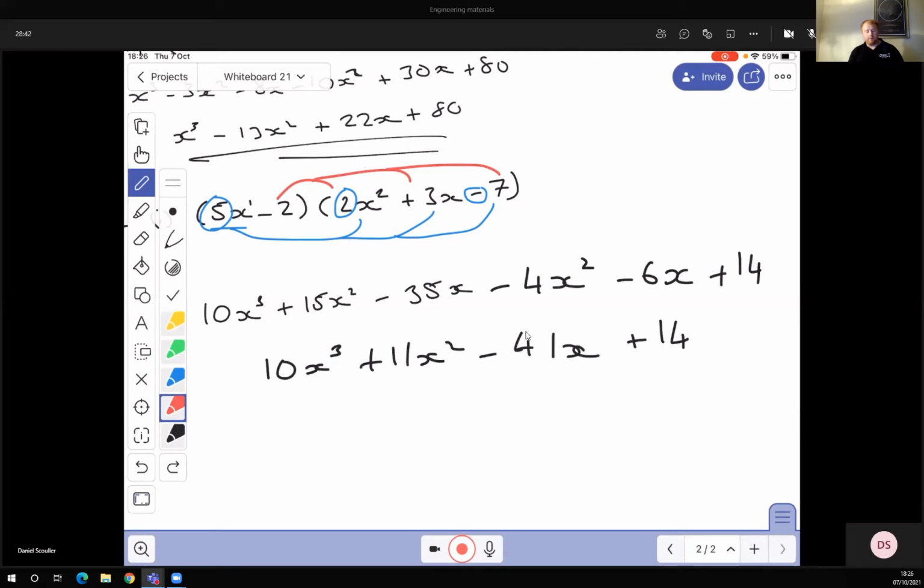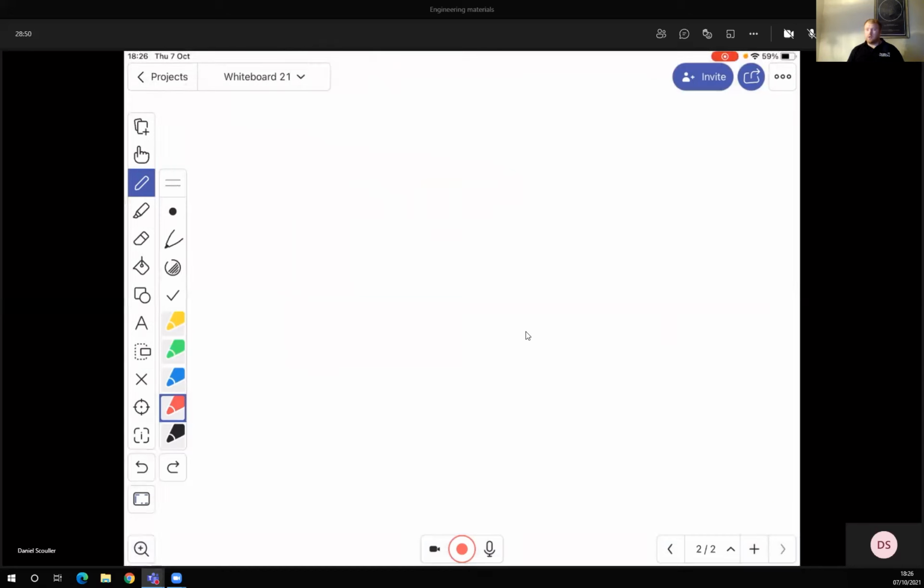Let's go for it. Factorising. What is a factor? In math, a factor of another number is a number that divides into it without any remainder. So a factor of 4 would be 2, because 2 goes into 4 without anything left over.